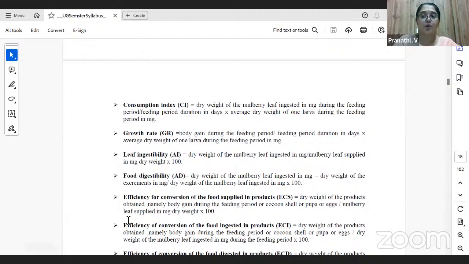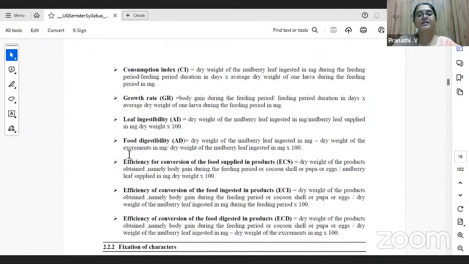Now we also have the growth rate. This growth rate is the body weight gain during the feeding period, divided by the feeding period duration in days into the average dry weight of one larva during the feeding period in milligrams. So this gives you the growth rate of one particular cocoon, or the silkworm basically.